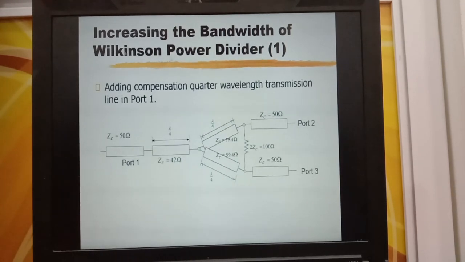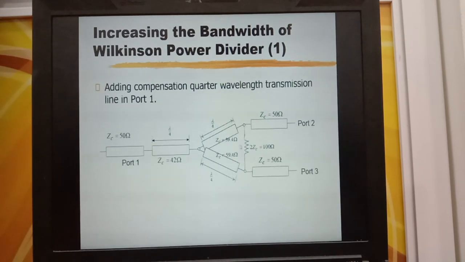The original design of the Wilkinson power divider has a limited bandwidth because the quarter wave transformer is exactly a quarter wavelength only at one frequency. In order to widen the bandwidth of the Wilkinson power divider, we can add an additional quarter wave transformer between port 1 and the T-junction. Of course, we will have to tune the impedance of the quarter wave transformer accordingly.